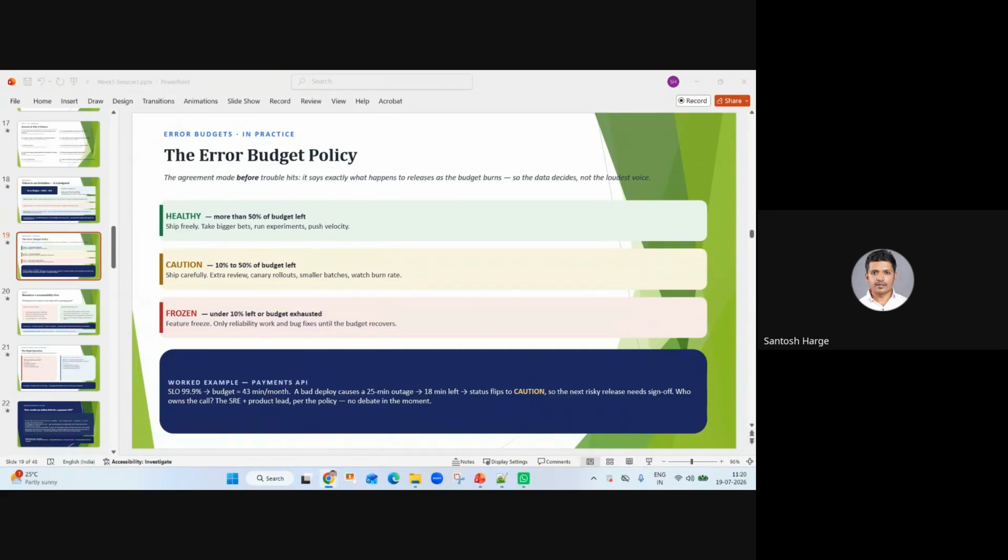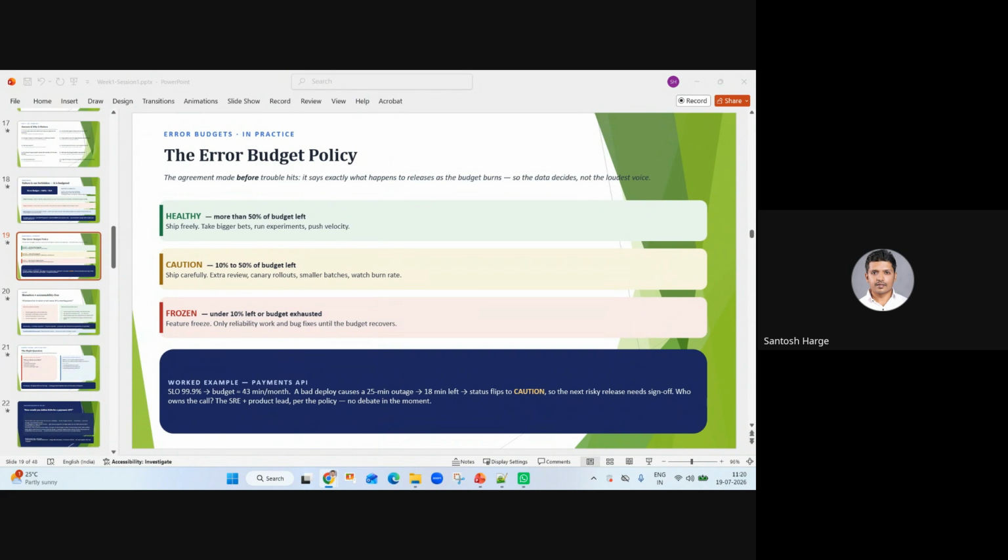And if your application is healthy, let's say it has more than 50% budget left, then yeah, you are good to take the risk. You can plan any additional features, because you have 50% of the budget left, and if something goes wrong, you have time to roll back these changes, given the 43 minutes of downtime.